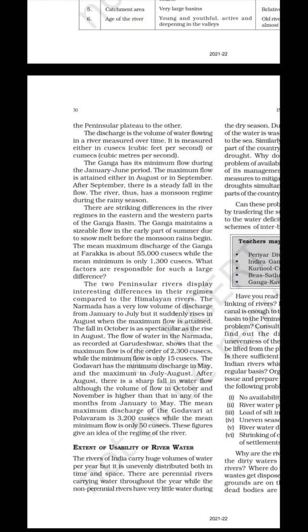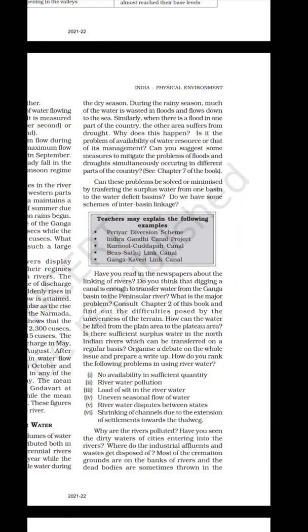Extent of usability of river water. The rivers of India carry huge volumes of water per year, but it is unevenly distributed both in time and space. There are perennial rivers carrying water throughout the year, while the non-perennial rivers have very little water during the dry seasons. During the rainy season, much of the water is wasted in floods and flows down into the sea. Similarly, when there is a flood in one part of the country, other areas suffer from drought.